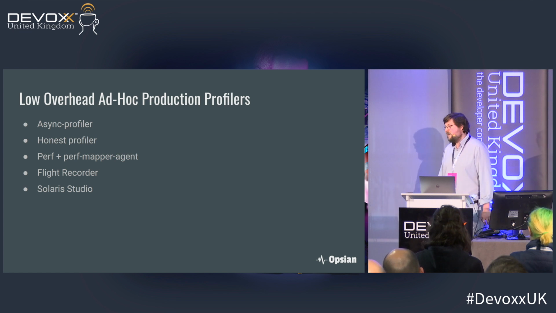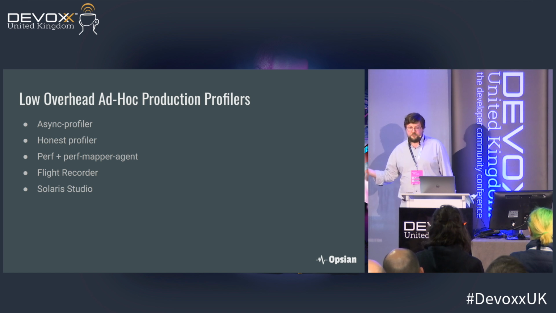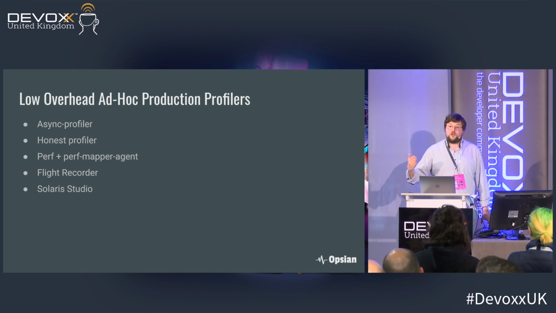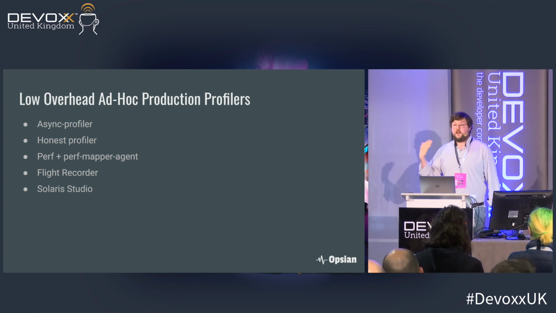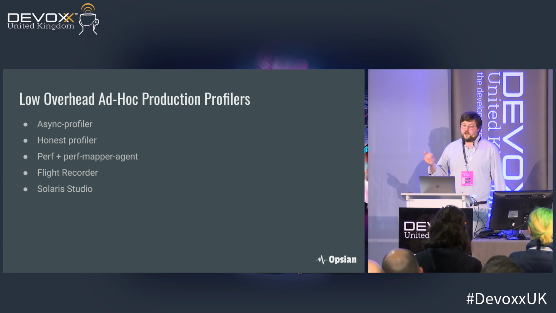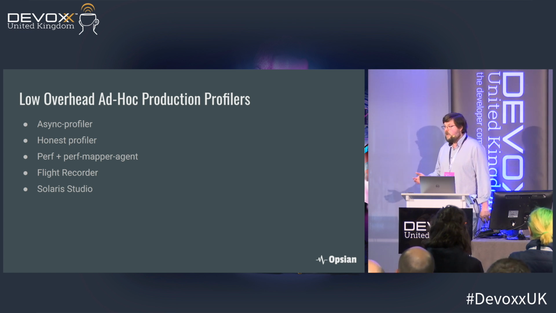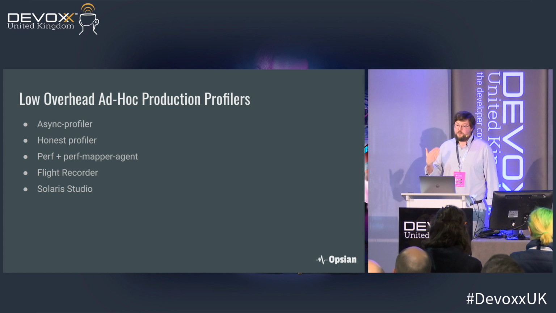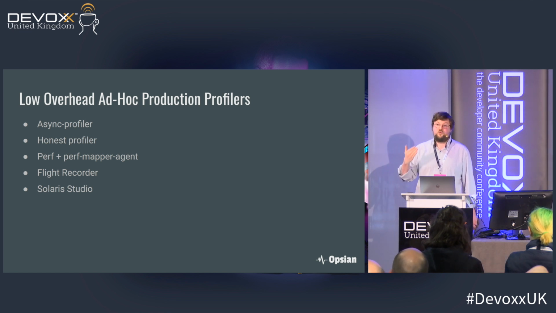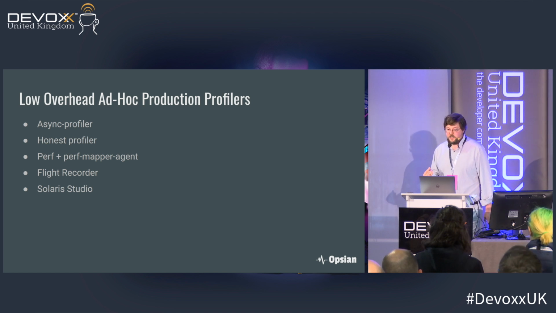So I'll mention a few examples on this slide, in fact. Obviously, I work at Opsian, and we have our own profiler, which was the one I was showing there. But there are certain open source profilers which are low enough overhead to be run in a production setting. Async profiler, honest profiler, the perf map agent stuff, flight recorder. These can all be very, very low overhead if you run them at the right kind of sampling frequency. But they may not do other things that we're going to talk about.